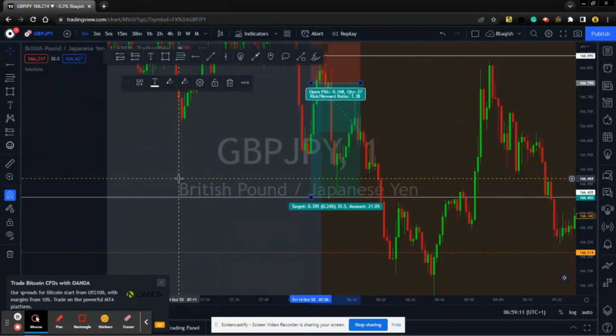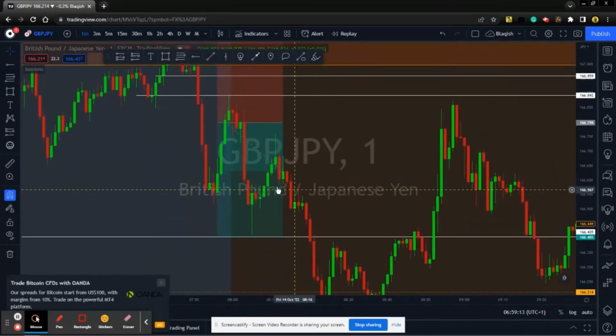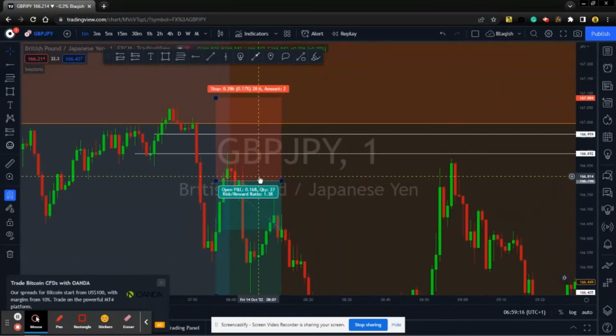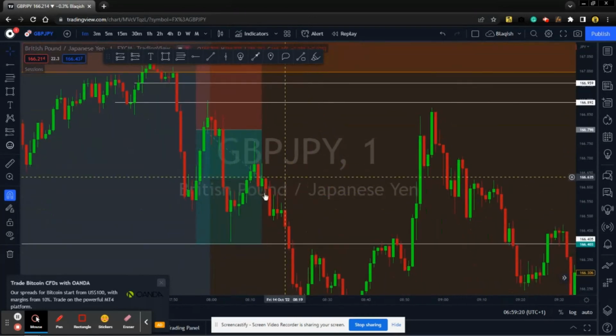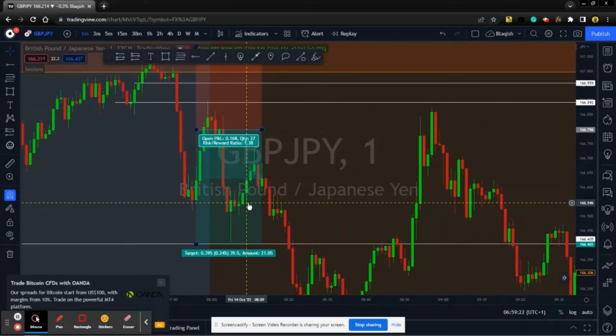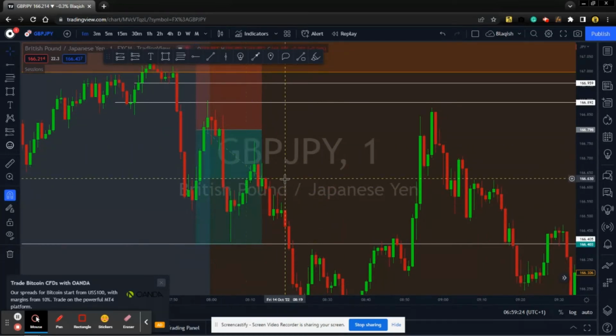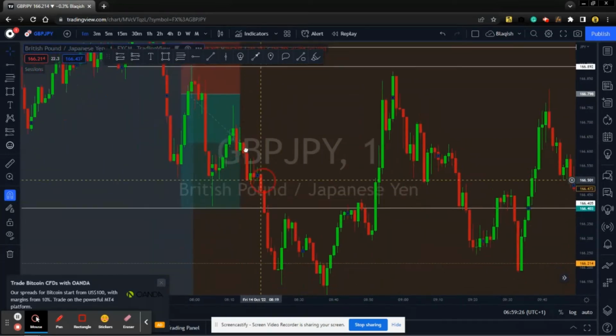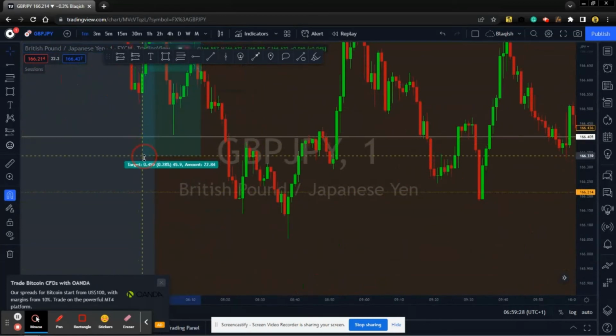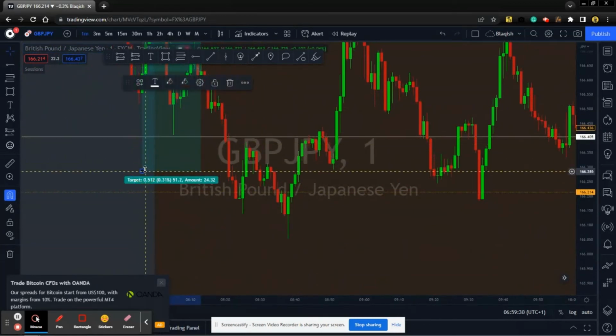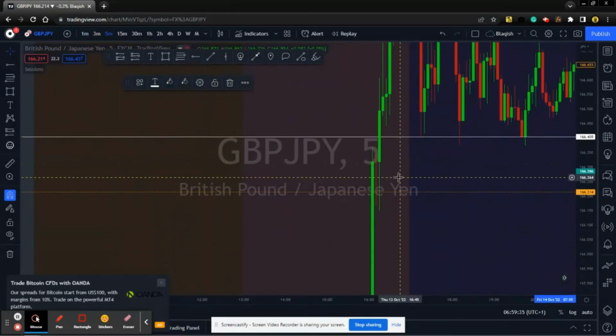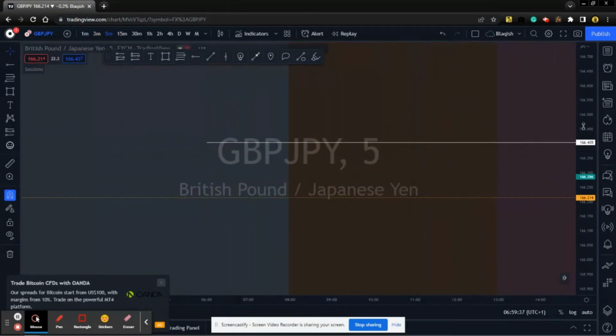And if you see here, we have like a 28 pip stop loss, and a take profit of at least 40 pips. That is a 1 to 4 risk to reward ratio. So you can see this market came, took those lows, and then the market went up. But if you look on a 5-minute time frame, there was a level.